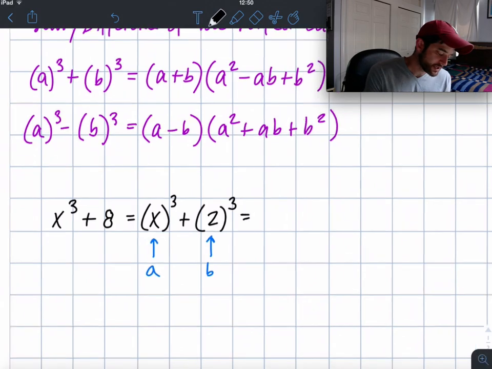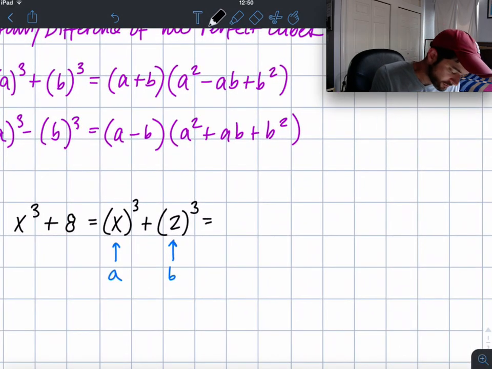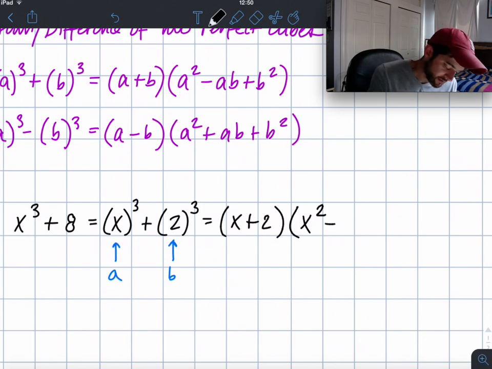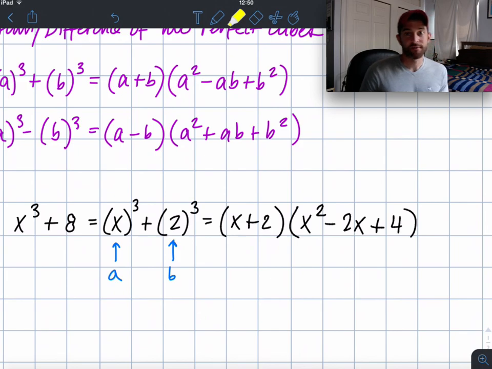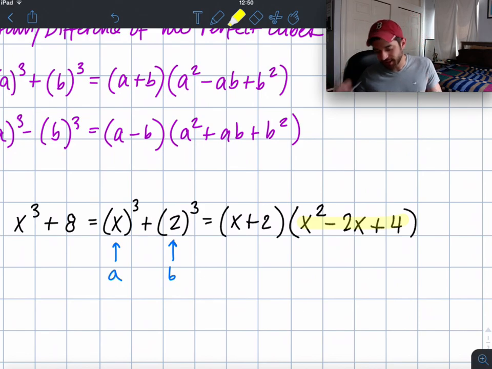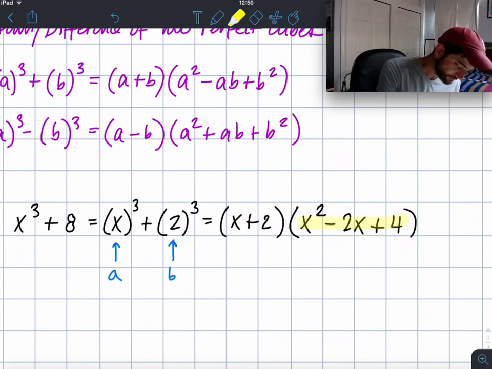So I know that a cubed plus b cubed, in this case x cubed plus 2 cubed, is equal to x plus 2, or a plus b, times x squared minus a times b, or 2x, plus b squared, or 2 squared, which is 4. And that's it. The other nice thing about the sum and difference of two perfect cubes is that you have a quadratic trinomial at the end. You don't ever have to worry about factoring that. That will never be able to be factored. So those are your two factors. If the directions are to factor completely, you're pretty much done. So it's kind of nice.